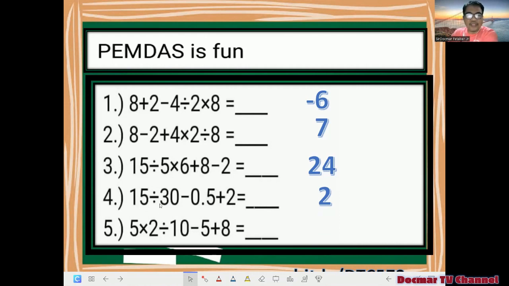Gets ninyo? So 15 divided by 30 is 1 over 2, because 15 is common to 30. So 1, then 30, ilang 15 sa 30, dalawa. So 1/2. 1/2 is also 0.5. So 0.5 minus 0.5 is equal to 0 plus 2 equals 2. Okay, number 5 is 5 times 2 equals 10 divided by 10 is 1. Then we have 1, of course. 1 plus 8 is 9, minus 5 is 4. Okay, so that's the order of operations. What else?